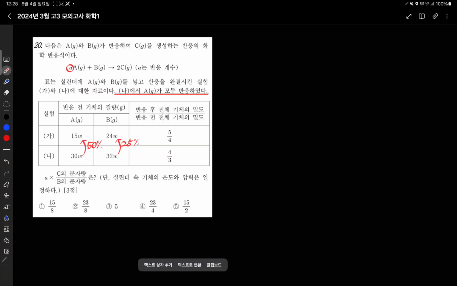So if A is the limiting reagent in the second experiment, A will be also limiting in the first experiment because less A was used than B. So in both experiments, A molecules are all used up, and there will be some leftover in B.